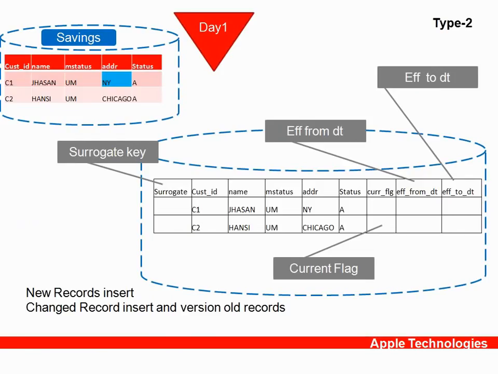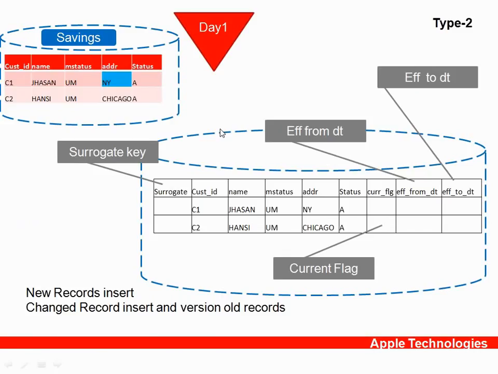So what are those columns? Previously we have customer ID, name, marital status, address, status. These are all the columns we already have. But to solve my problems, we know only one problem right now. In future you will get a lot of problems.